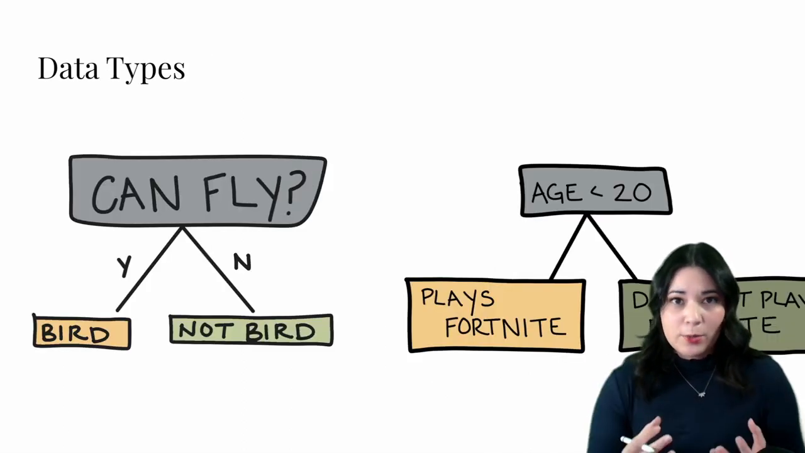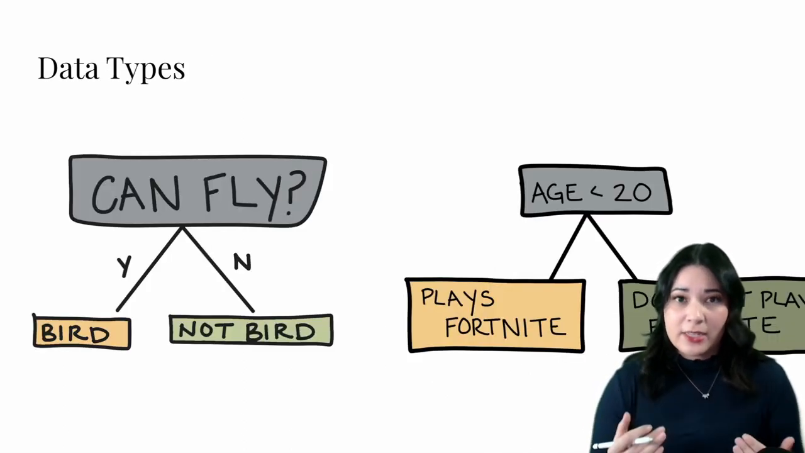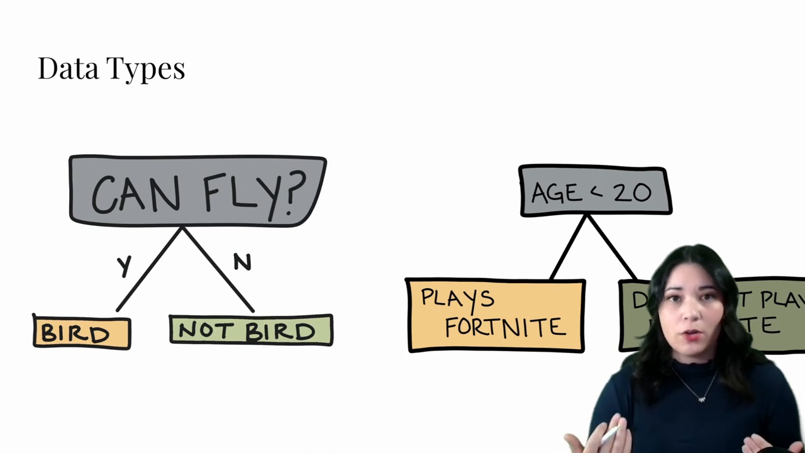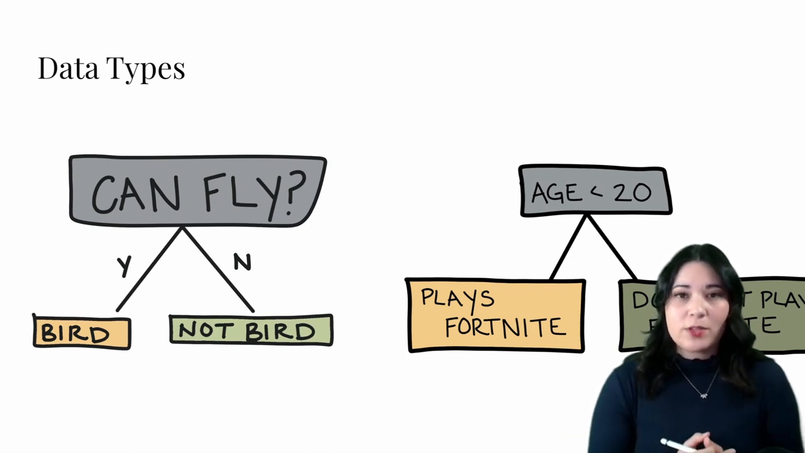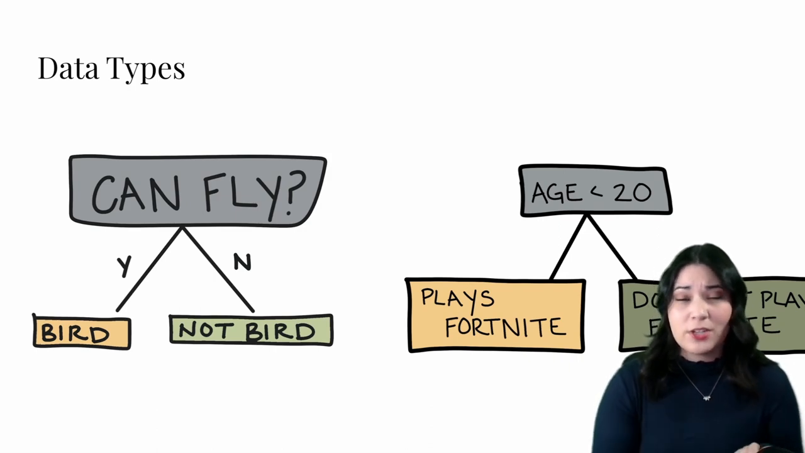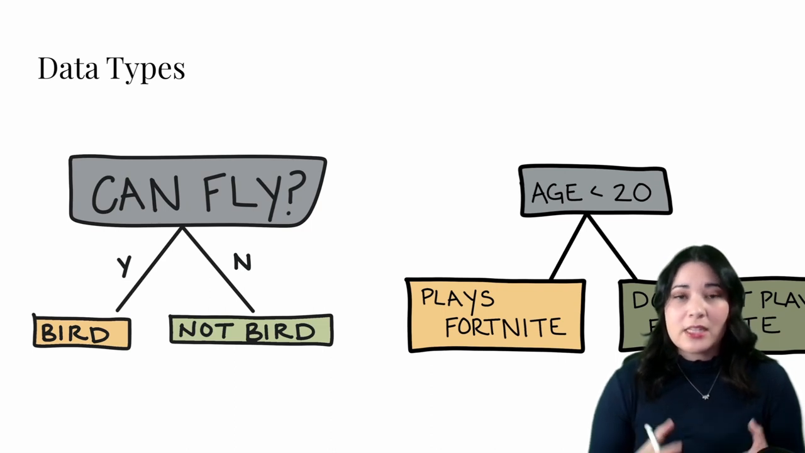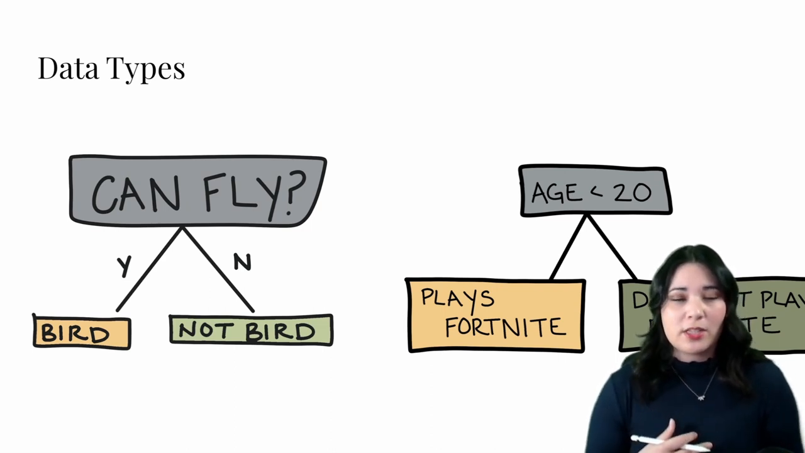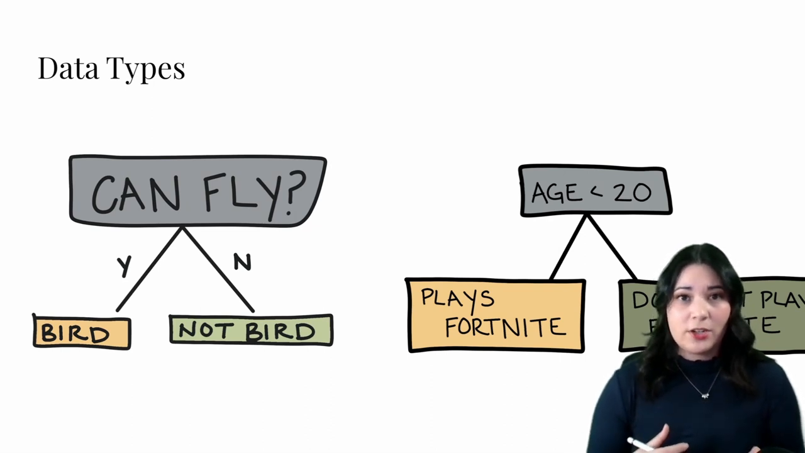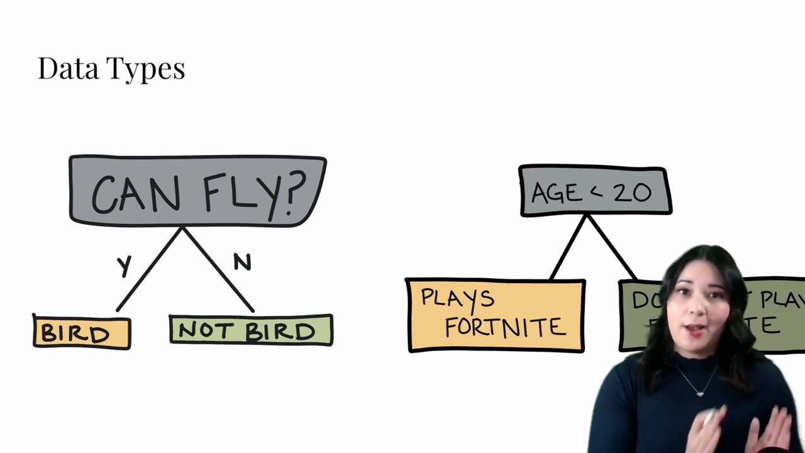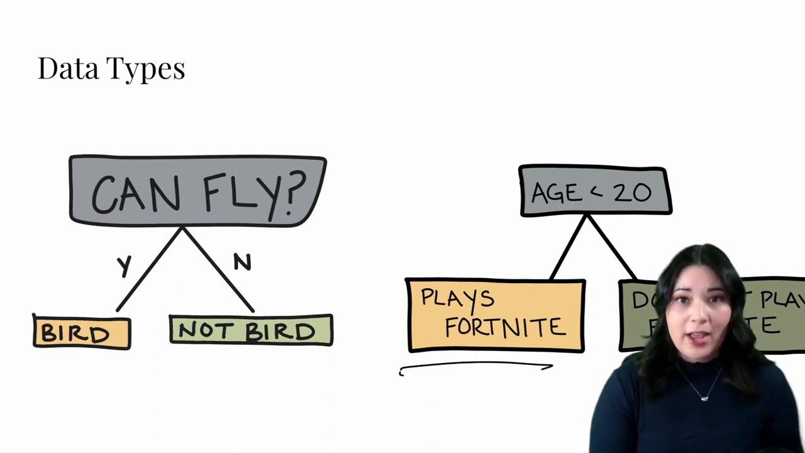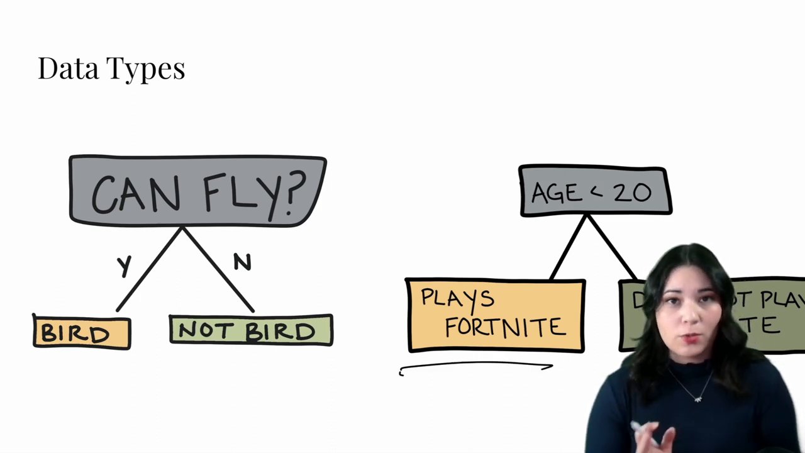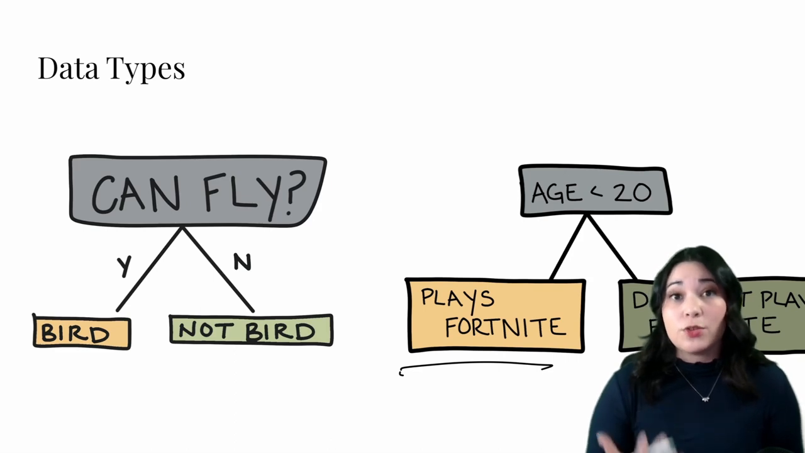And the variables that we use to create these splits do not have to be categorical. For instance, in the previous examples, I was just using categorical variables like can fly, can't fly, has feathers or doesn't, but I can also use continuous variables to split my tree. For instance, let's say I'm trying to predict whether or not someone plays Fortnite. One way I could do this is by using their age as a predictor. I could say if you're below 20, I'm going to predict yes, you do play Fortnite, and if you're above 20 or 20 itself, I will predict that you do not play Fortnite.